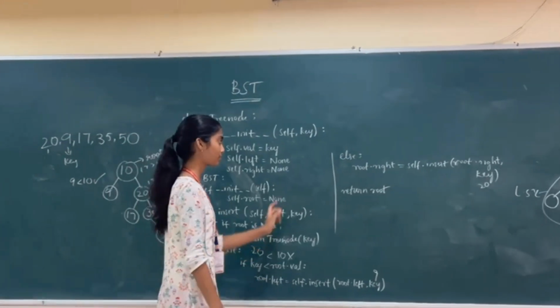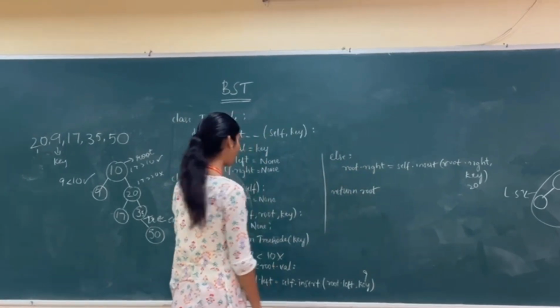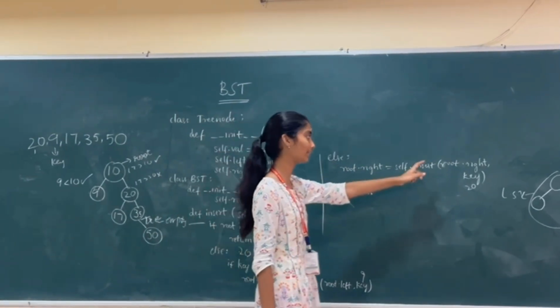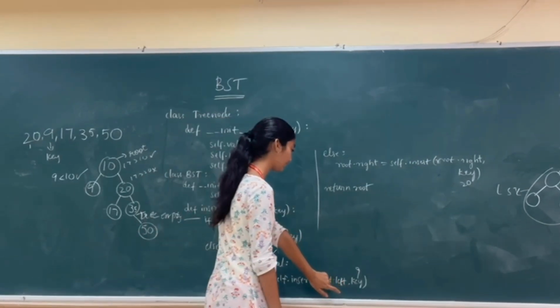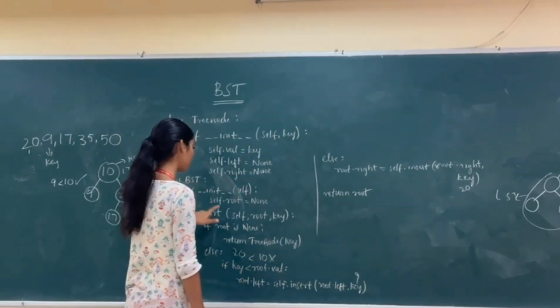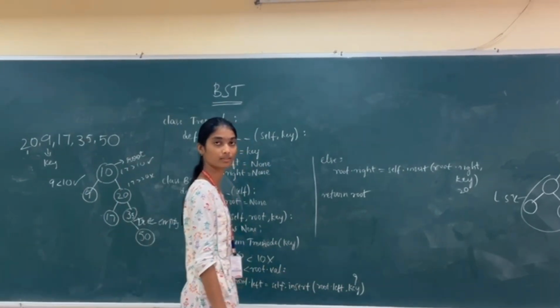So this is the case here. If the element is greater than the root node, then we insert it at the right. If the element is less than the root node, we insert it at the left. We call this insert function recursively, and we insert the elements.